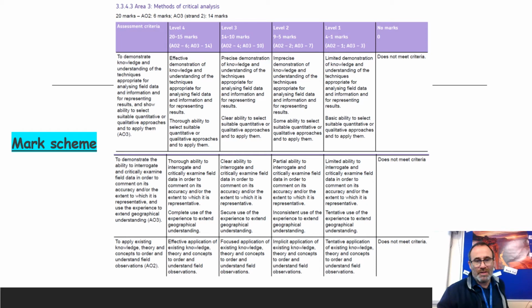And this bit here, it says complete use of experience to extend geographical understanding. Well, basically, if you're describing and explaining, but also linking back to some of the theory that you've talked about in the introduction, you are demonstrating a link between theory and reality, and therefore you're probably going on a wider scope. So it will be explicit in terms of it written down, but I don't think you need to be saying, my geographical understanding has been expanded by this particular item.